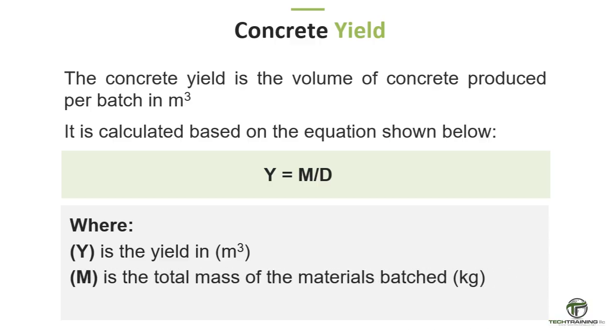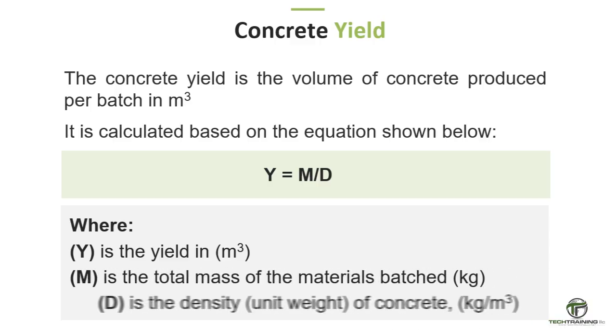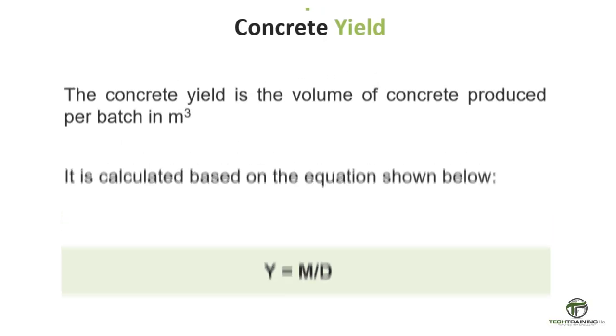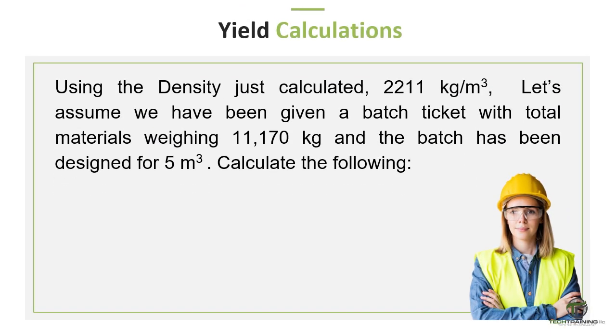M represents the total mass of the materials batched in kilograms, and d represents the density or unit weight of concrete in kilograms per cubic meter. So we are at the job site, and we are handed a ticket that tells us the weight of all materials batched is 11,170 kilograms. We have ordered 5 cubic meters of concrete. The unit weight is 2,211 kilograms per cubic meter.